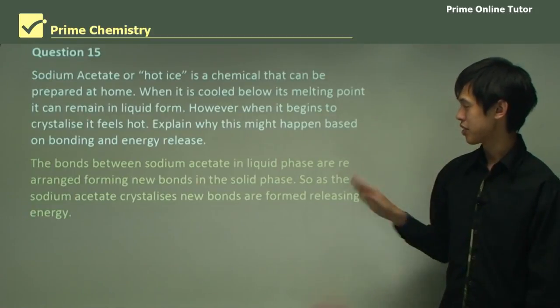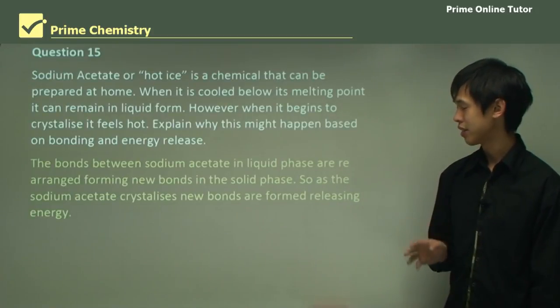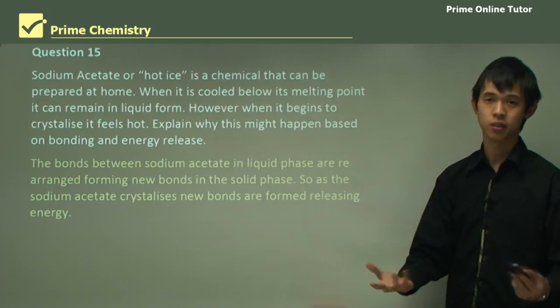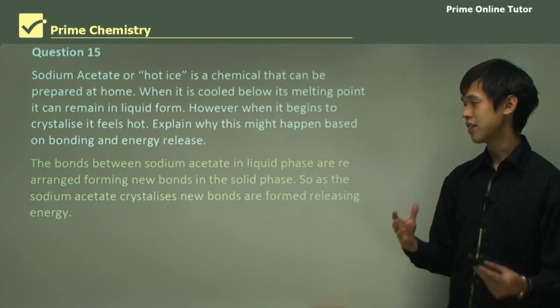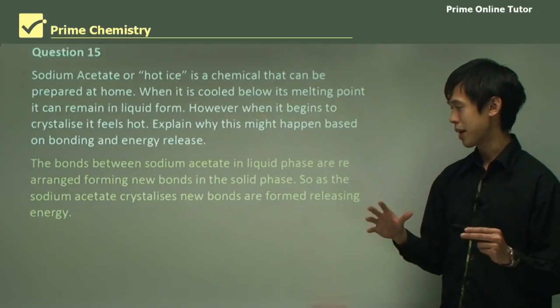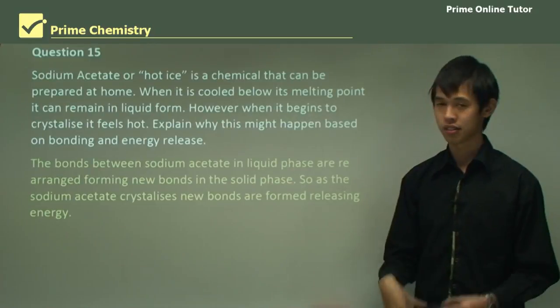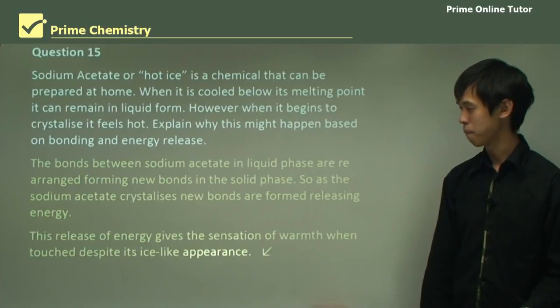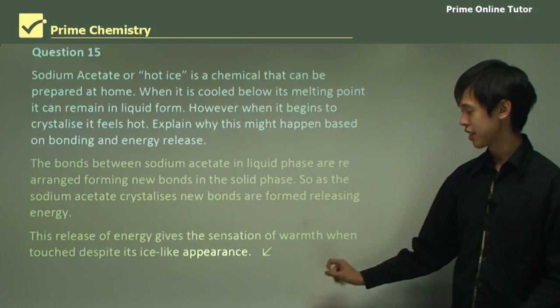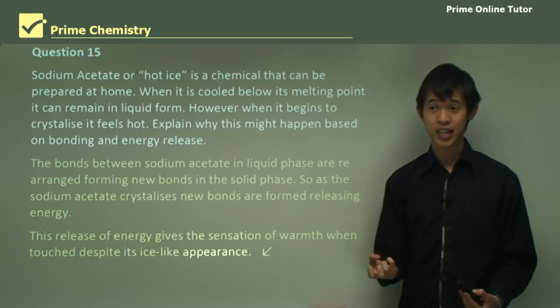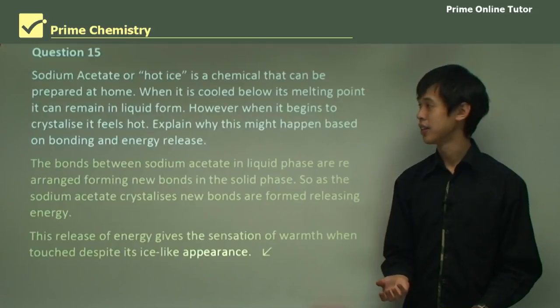So the bonds between the sodium acetate in liquid state are rearranged, forming new bonds in the solid state. So as the sodium acetate crystallizes, new bonds are formed, releasing energy. This energy release gives the sensation of warmth when touched, despite its ice-like appearance. So it looks like ice, but it's actually warm.